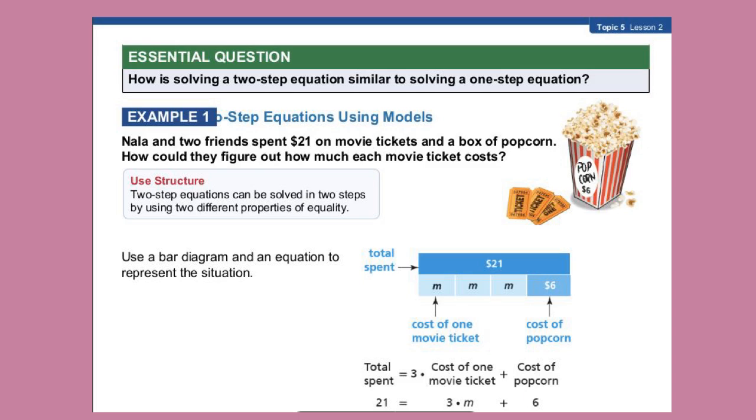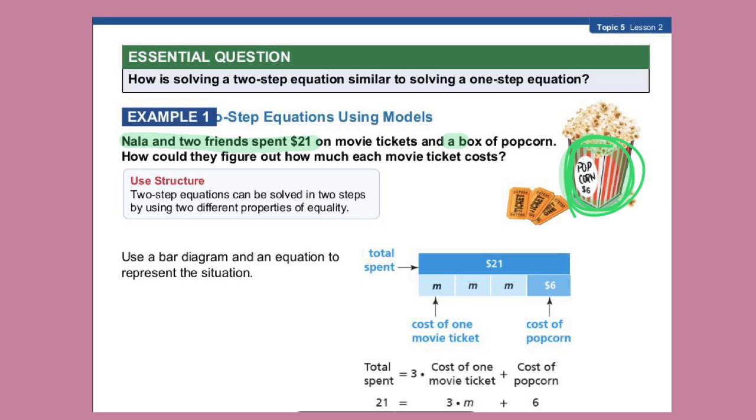It says Nala and two friends spent $21 on movie tickets and a box of popcorn. How could they figure out how much each movie ticket costs? Okay, so there's a couple of ways of doing this. We're going to go ahead and figure out $21 on movie tickets and a box of popcorn, which is $6 right there. Let me change my pen so that that shows up a little bit better. There you go, $6 for popcorn.